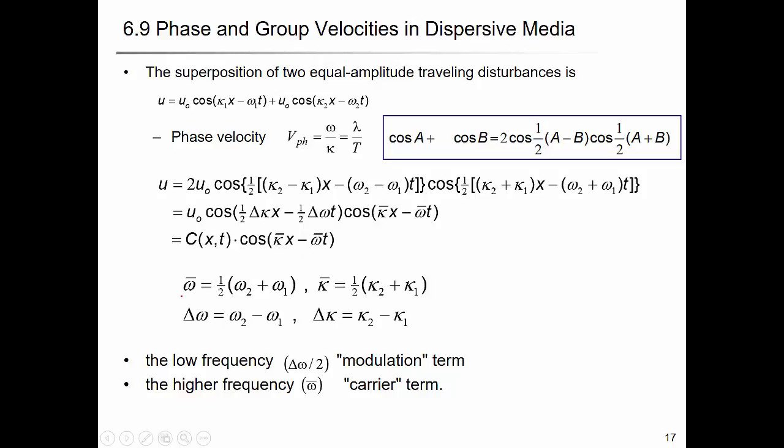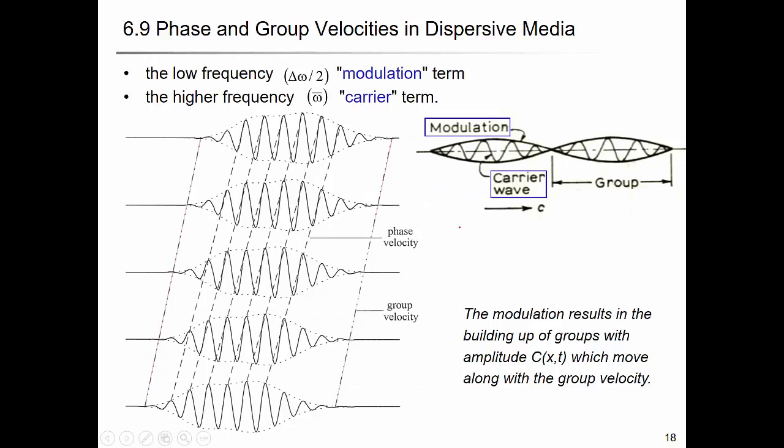And here you have the average of the angular frequency, and the difference of the angular frequency. The low frequency term, the one with delta omega, is called the modulation term, and the one with the higher frequency is called the carrier term. So the low frequency is modulation, and the higher frequency is the carrier term. Here is telling you the group velocity, and here the phase tells you the phase velocity.